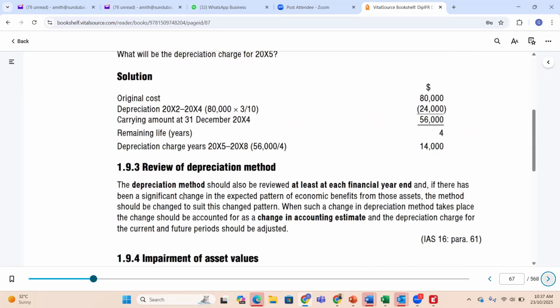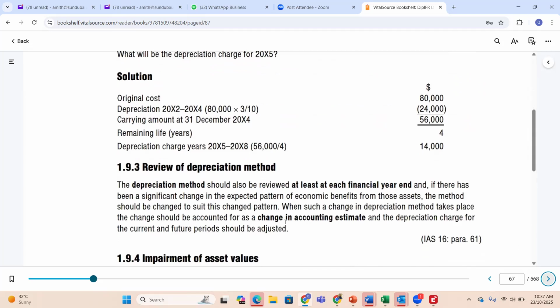If there has been a significant change in the expected pattern of economic benefits from those assets, the method should be changed to suit this pattern. When the change in depreciation method takes place, the change should be accounted for as a change in accounting estimate, and the depreciation charge for the current and future periods should be adjusted.